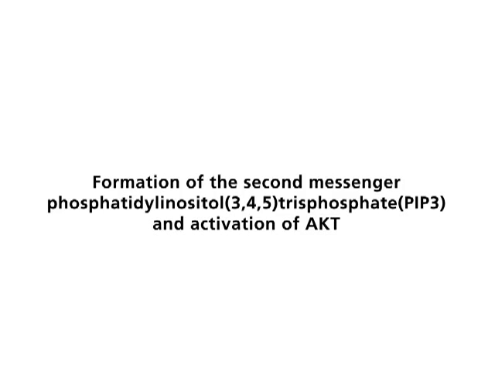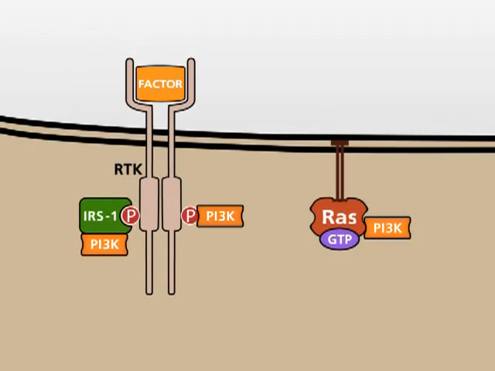Formation of the second messenger phosphatidylinositol 3,4,5 trisphosphate PIP3 and activation of AKT. At the second level of the pathway, the second messenger phosphatidylinositol 3,4,5 trisphosphate or PIP3 is formed. This leads to the activation of the serine threonine kinase AKT.